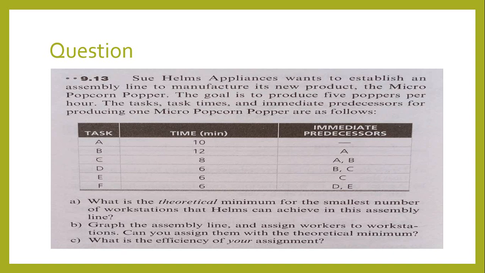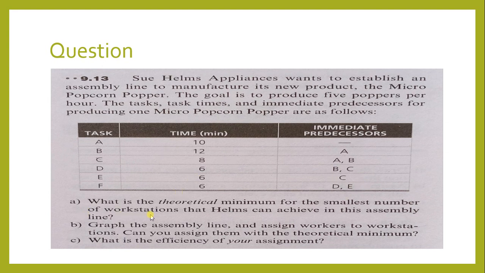Okay. Now we are going to solve the same example with the help of QM for Windows. The example is: Sue Health Appliances wants to establish an assembly line to manufacture its new product, the micro popcorn popper. The goal is to produce 5 poppers per hour. The task times and the immediate processes for producing one micro popcorn popper are as given in this table.